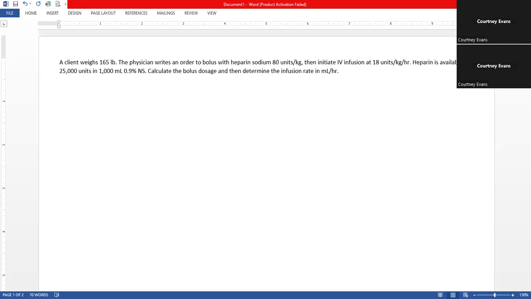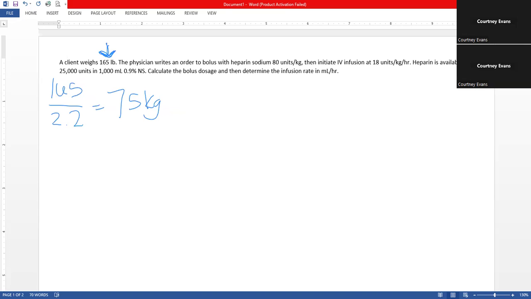Okay, we've got several steps that we need to do here. So let's think about the first thing that we need to do. All right, so if you look here, we've got our patient's weight in pounds, but we're working in kilograms, as you can see. So we need to convert this. So to do so, remember your conversions. 165 divided by 2.2. And when you divide that out, you get 75 kilograms. Okay, so this is how much our patient weighs.